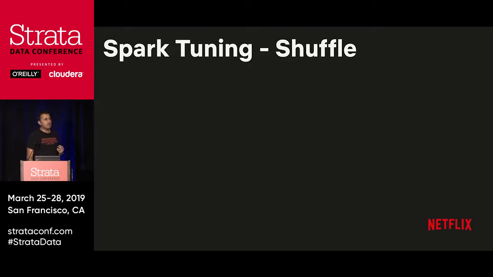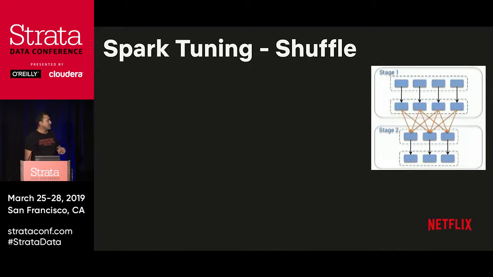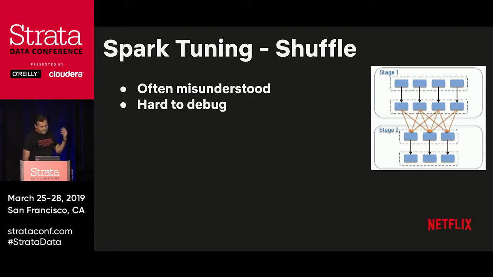And tuning the shuffle is going to become key to being able to run the job successfully and consistently. So this is basically an anatomy of a shuffle, where data from one stage to another stage gets streamed to different executors based on a hash key or any other key that you're trying to shuffle by. Like I said, it's often misunderstood and it's hard to debug.